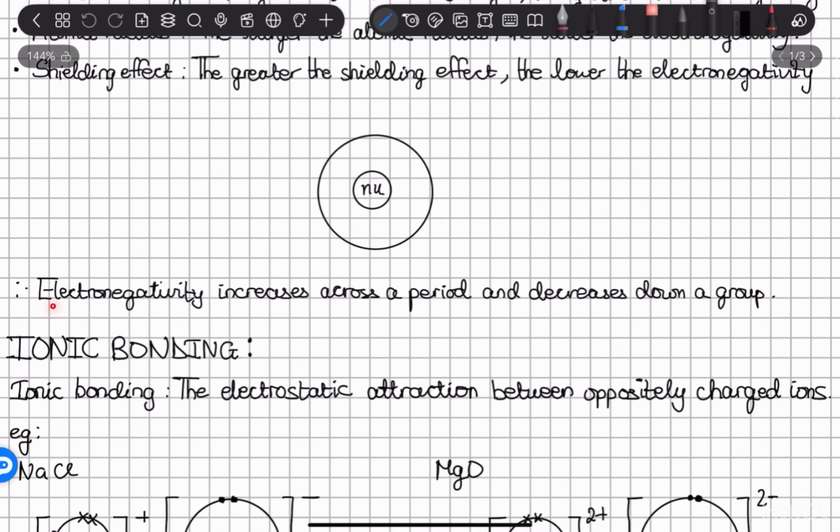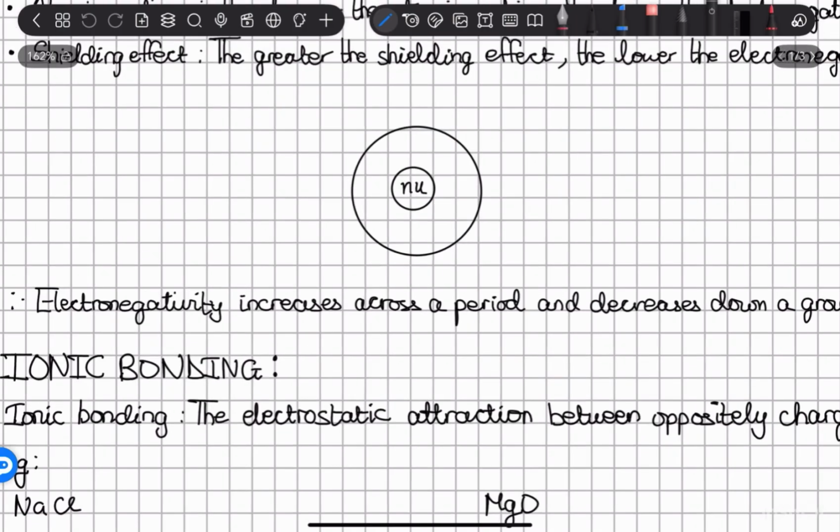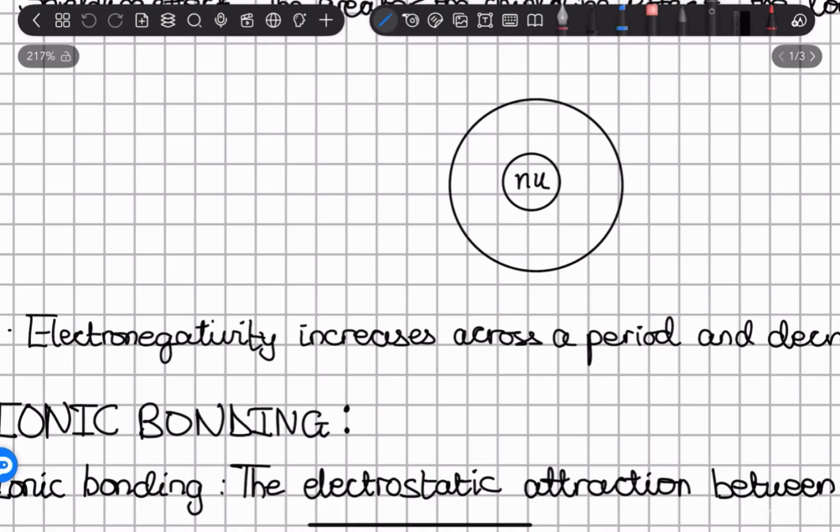And electronegativity increases across a period and decreases down a group. Now, why would this be the case? Well, this is our atom. I just drew a simple atom as an example.